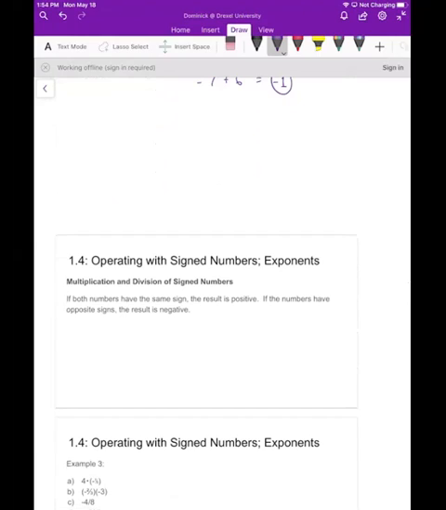Now when it comes to multiplying and dividing positive and negative numbers, if they have the same sign, you're going to end up with a positive number. So if it's positive times positive, you end up with positive. If it's negative times negative, you also end up with positive. And then, of course, if they're different, if it's plus times minus, that will be minus. Or if it's minus times plus, you'll also get minus.